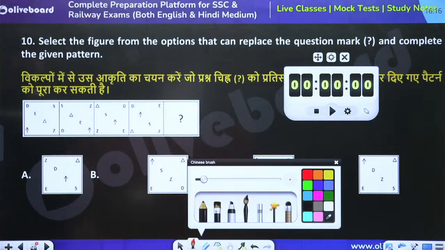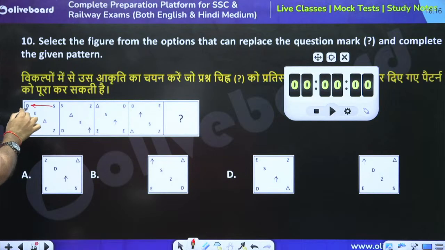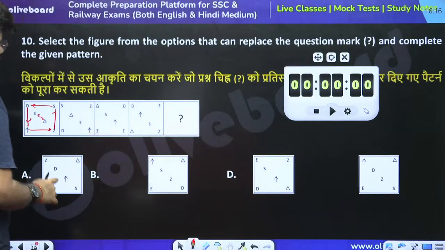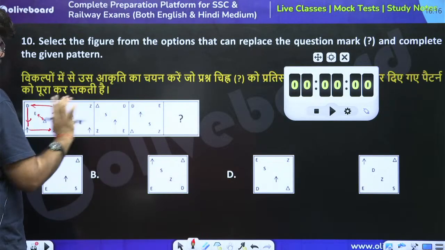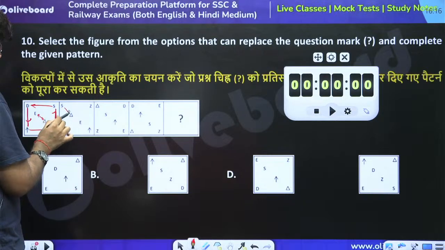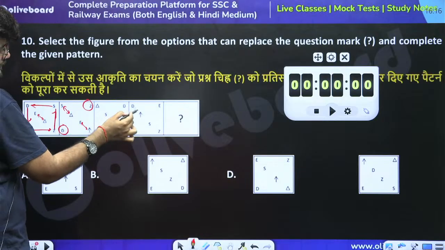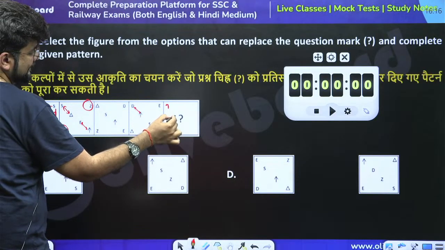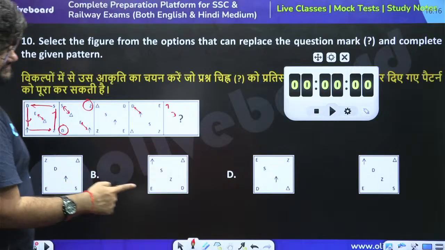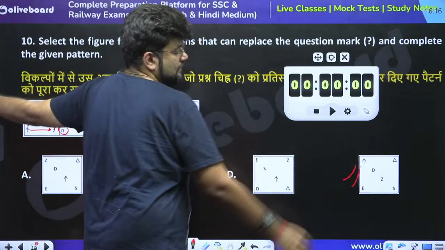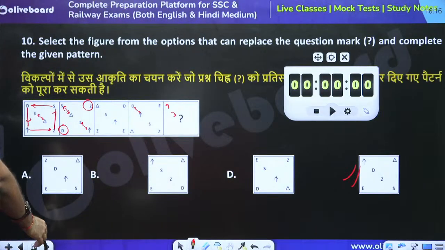Okay, look for movement patterns. S is coming here, D is going here, this is coming here, this is coming on the top, and these two are exchanging positions. That's it. And this will be repeated here, but we don't need that. What about this one? These two are exchanging positions, these two are exchanging positions, and these two are exchanging positions. So similarly, these two will exchange positions. So we'll have arrow on the top, D next, arrow on the top, D next, only one option, option D. Okay, next.